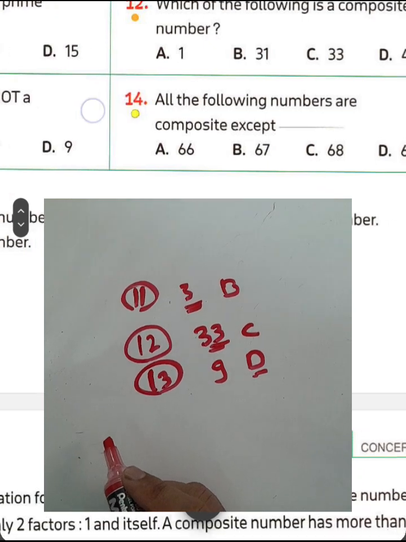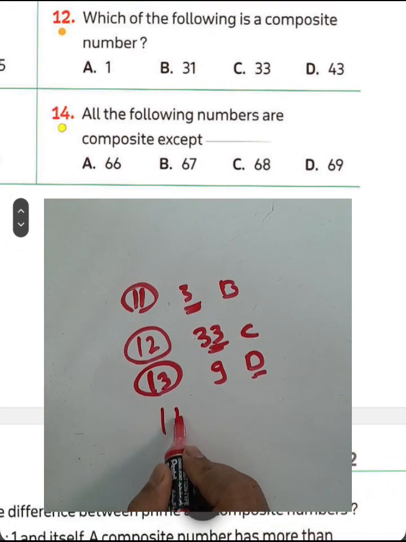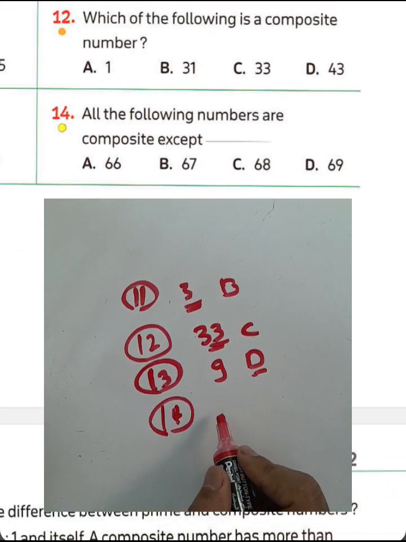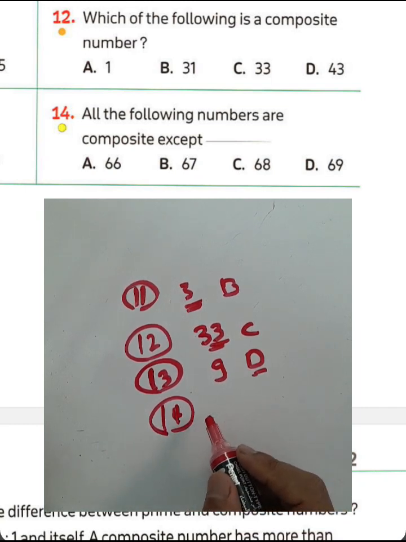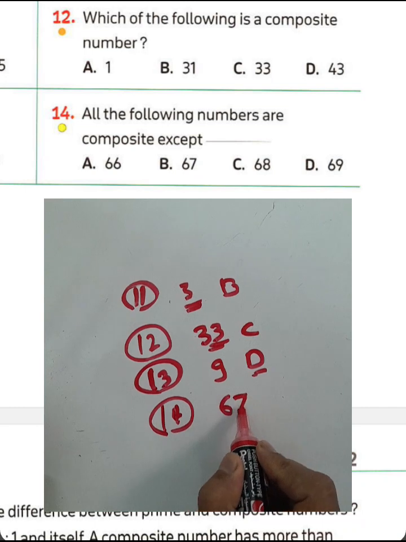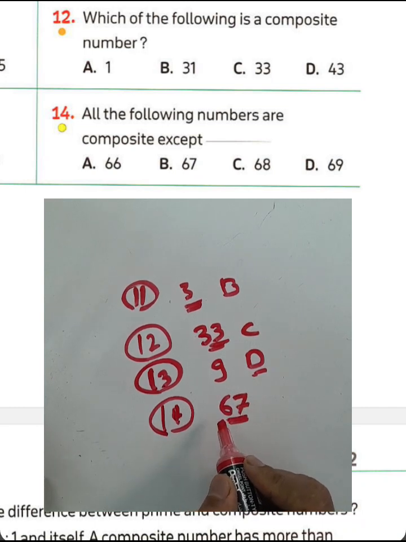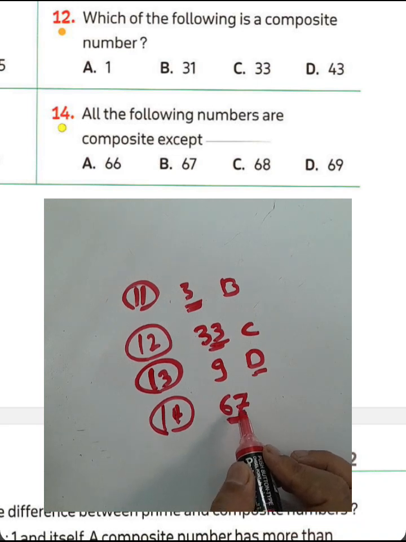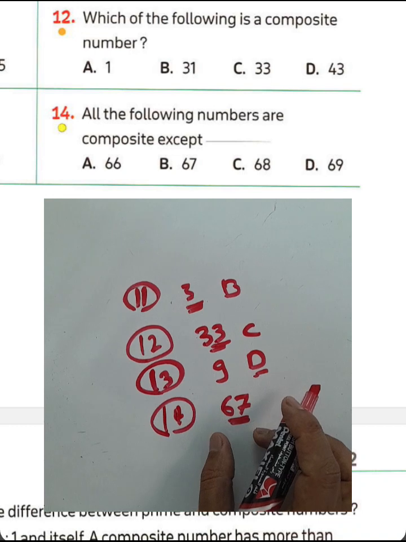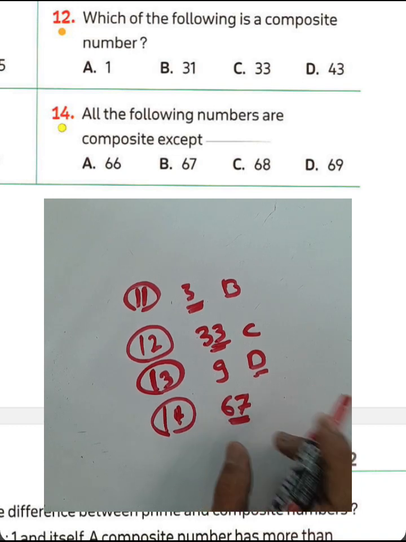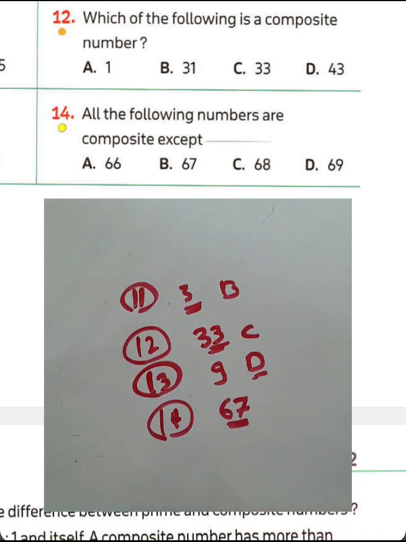Question 14. All the following numbers are composite except what? Which number here do we call prime? It will be 67. 67 is a prime number, not composite. 67 can be divided by itself and one only, it has only two factors.